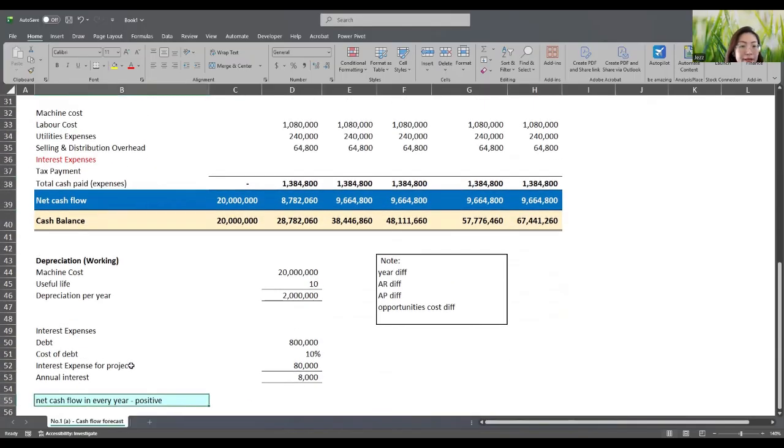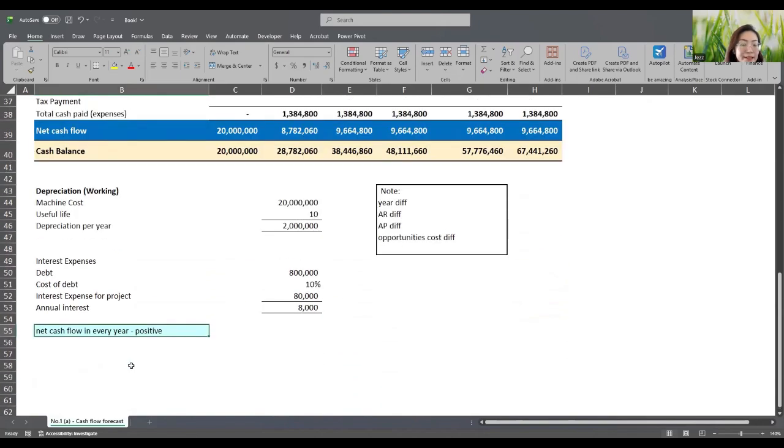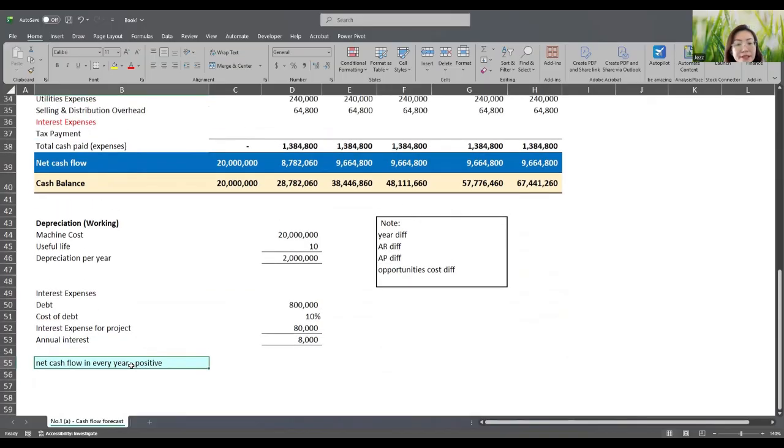From this Excel input and analysis, we know this project's net cash flow in every year is positive.